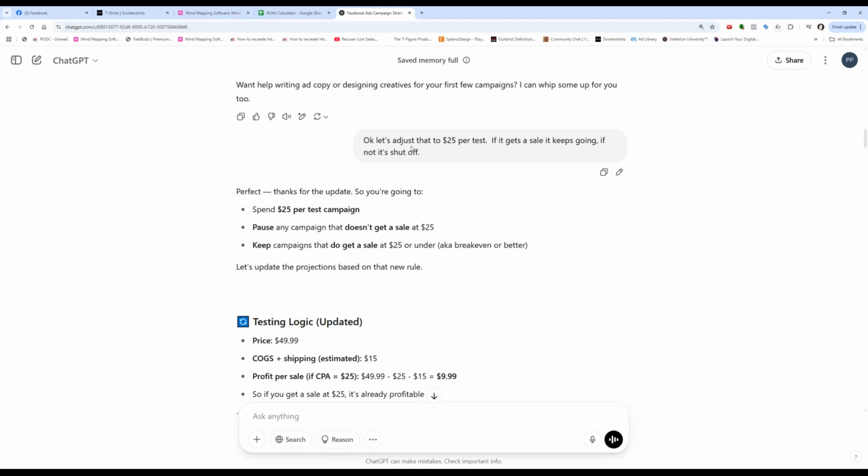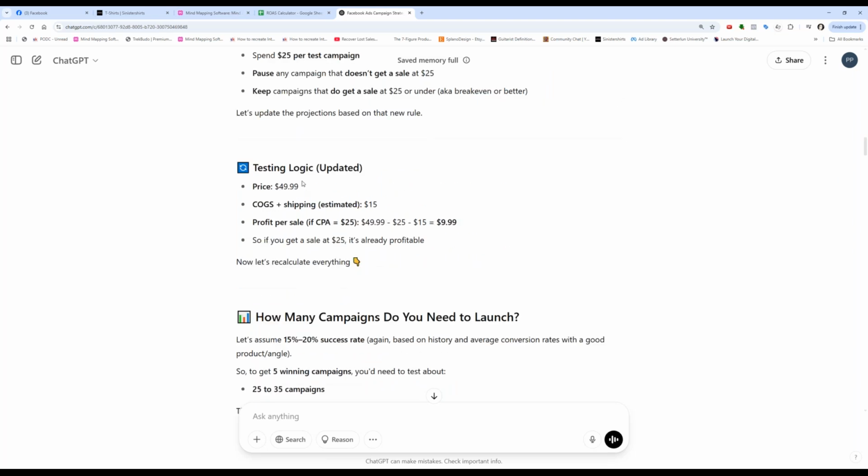I said, okay, you know what? Let's adjust that to $25 per test. If it gets a sale, it keeps going. If not, it's shut off. Perfect. Thanks for the update. So you're going to spend $25 per campaign instead of 50. Pause any campaign that doesn't get a sale at 25. Keep campaigns that do get a sale at 25 or under. Let's update your projections. So they just summarize everything again.